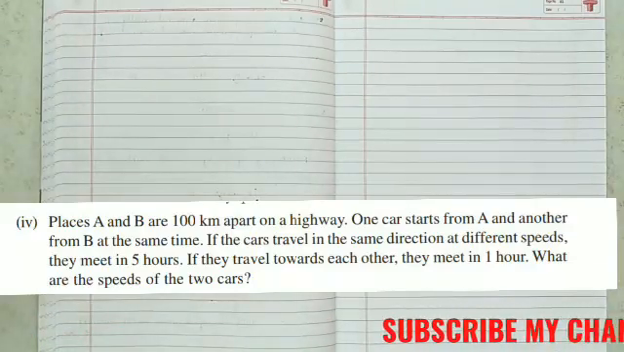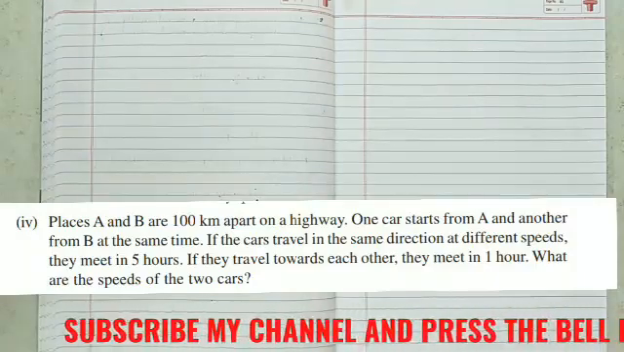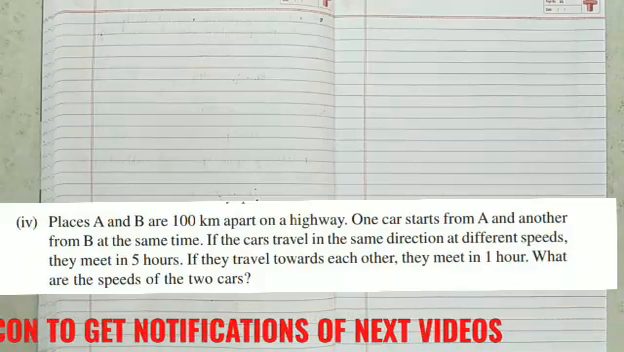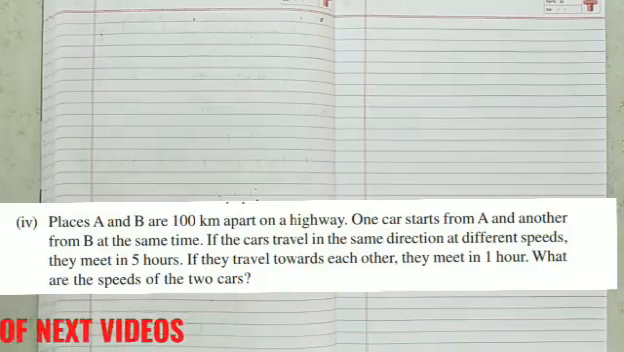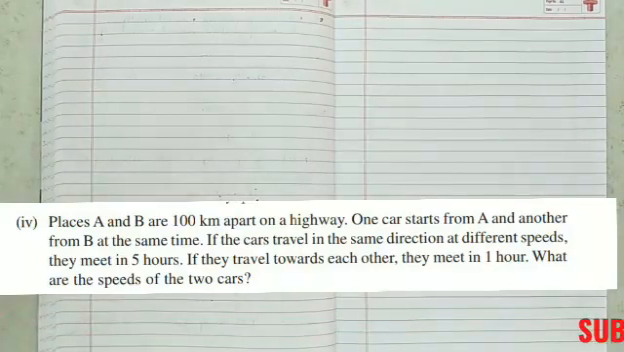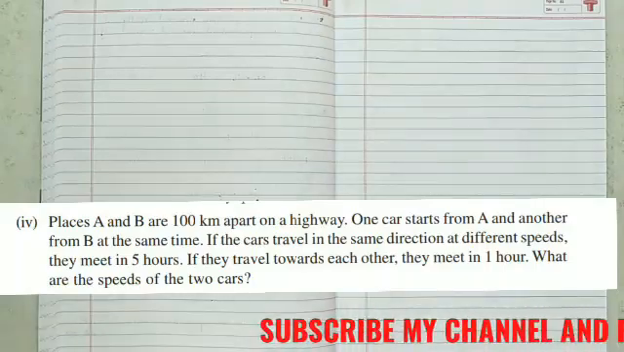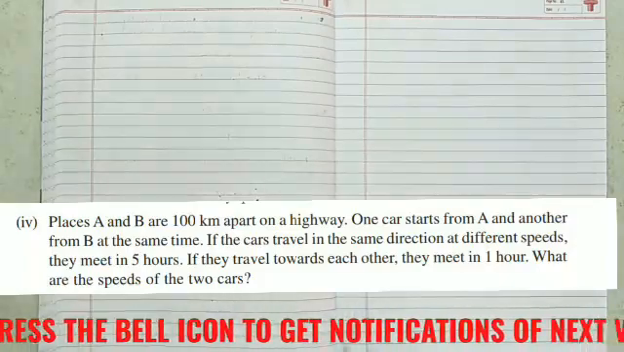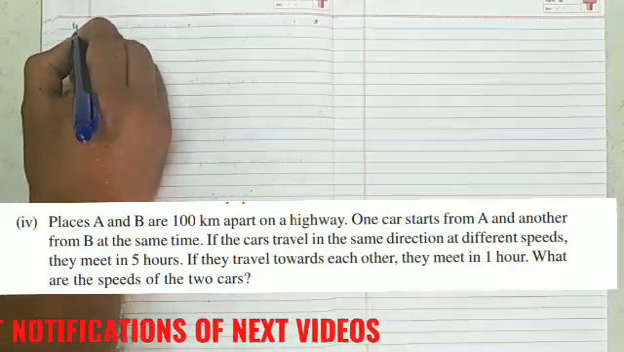So the cars will meet in 5 hours, and if they travel towards each other, means they come towards each other, they meet in 1 hour. What are the speeds of the two cars? So in this question we have to find the speeds. So let me assume variables. Fourth question, fourth part, very important.